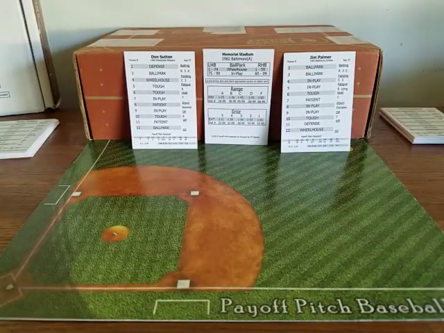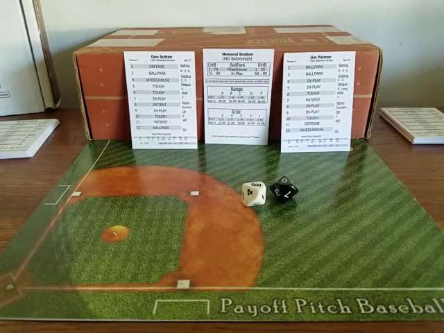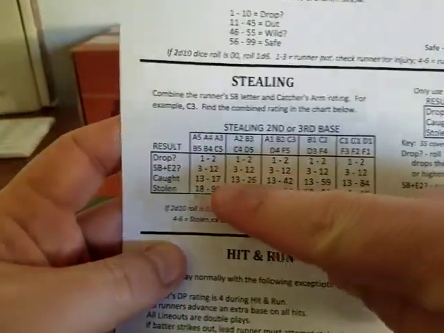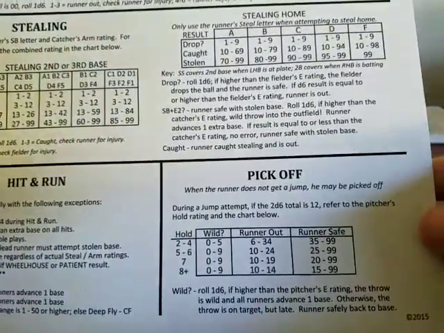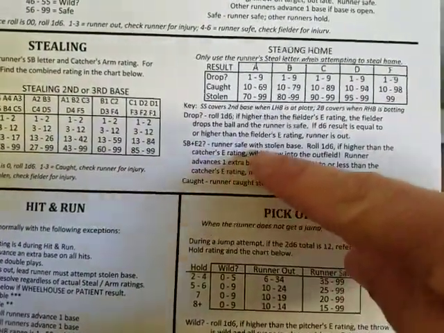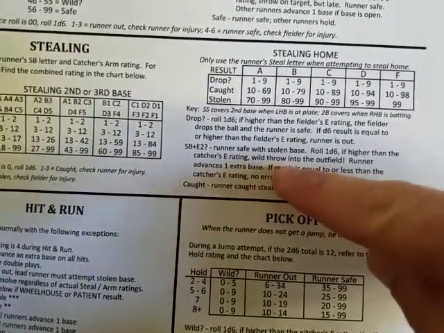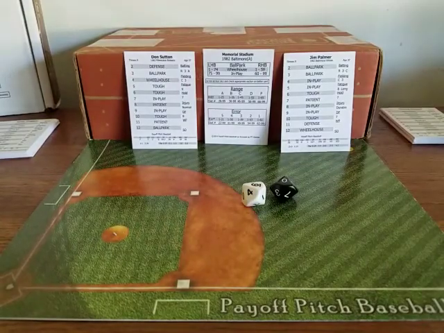Hard to run on Rick Dempsey. So here's the attempt by Molitor. There he goes. It's a 6, a 0-6. So a 0-6 says it's SB with a possible E2. So we go over to this result here. It says runner safe with stolen base. Roll 1d6; if higher than the catcher's E rating, wild throw into the outfield. Well, the E rating for Dempsey is a 3.